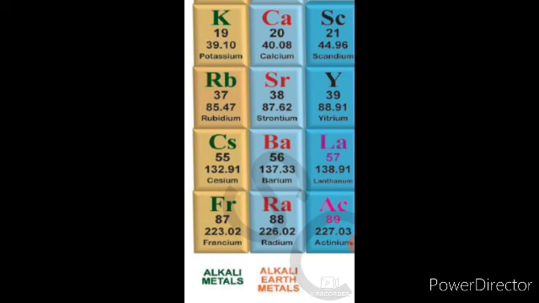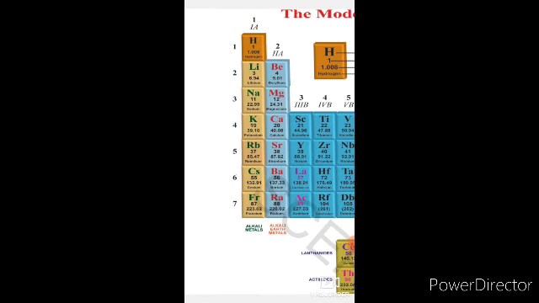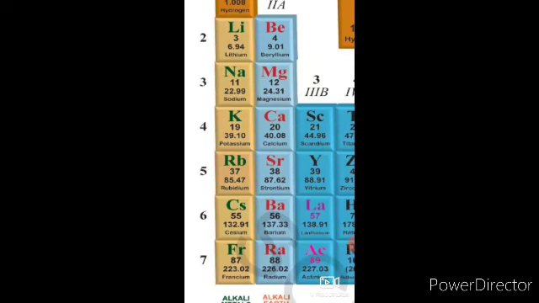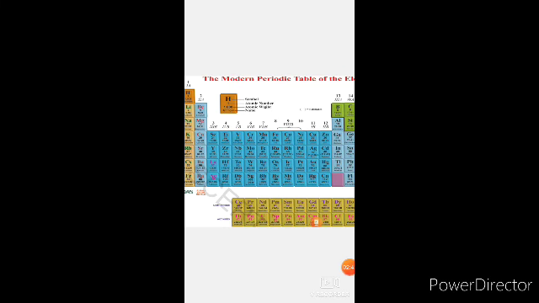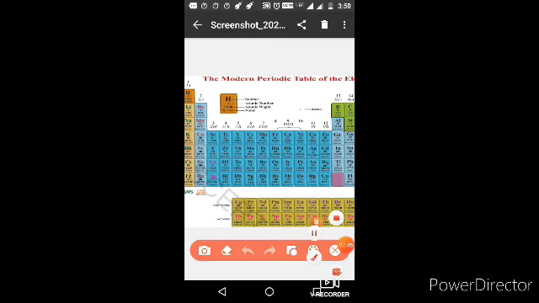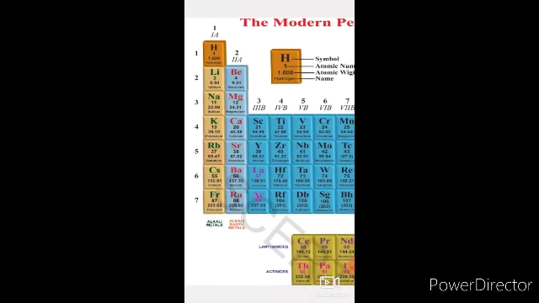The best known element is calcium, Ca. What is the atomic number? 20. What is the atomic weight of calcium? 40. So calcium weight is 40.